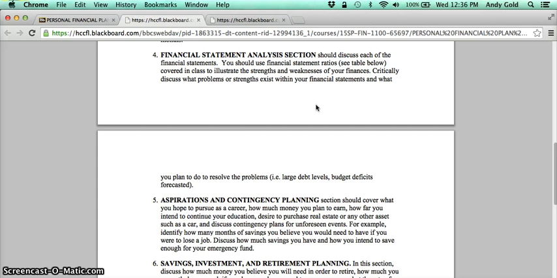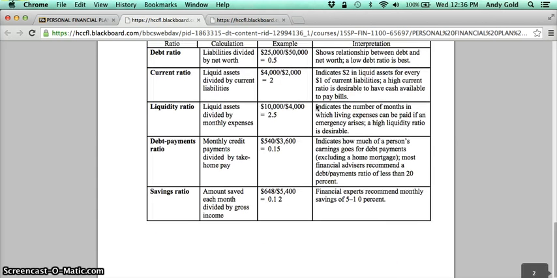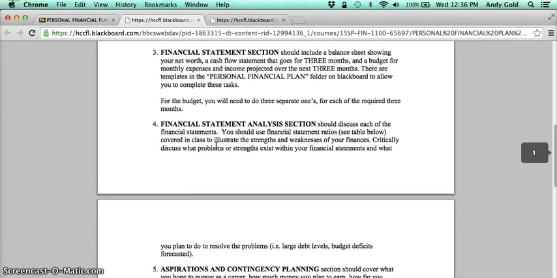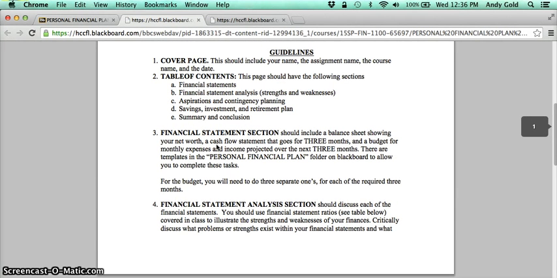This will involve using different ratios. I've provided a table at the bottom of this document with different financial ratios, how to calculate them, how to interpret the information that we get from these ratios. You'll also learn about this in Chapter 2. I have a video in Module 2 that covers Chapter 2 and touches on some of these ratios as well.